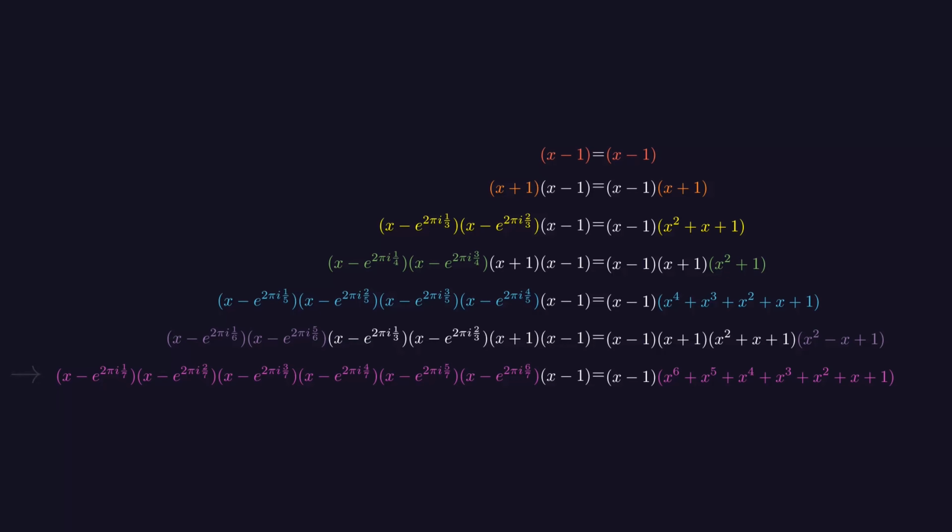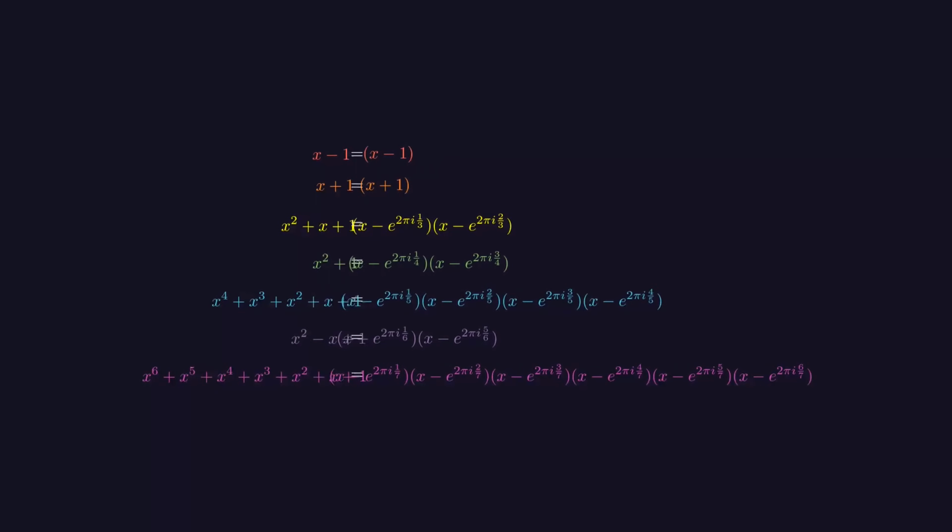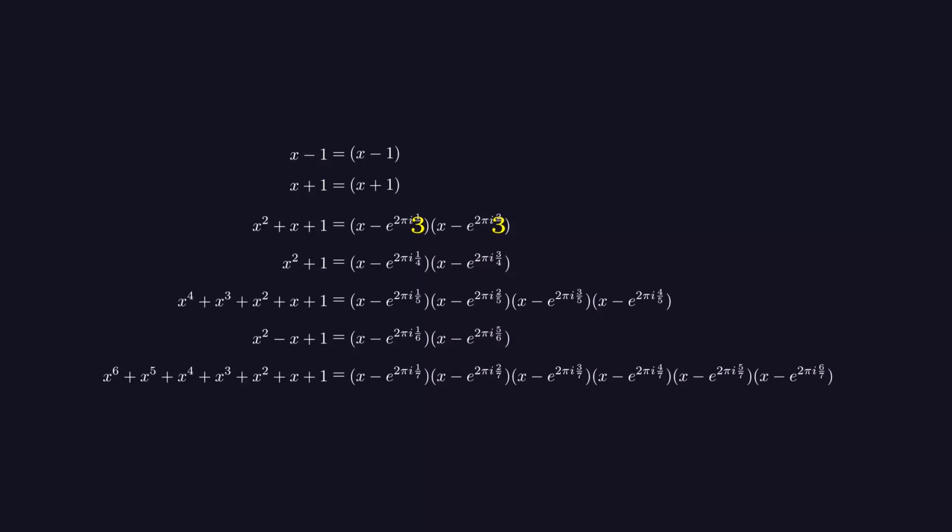As we do this, a pattern emerges. It seems that each of these cyclotomic polynomials factors into linear terms of the form x - e^(2πik/n). And what's more, it seems that each of these fractions k/n is fully reduced, even when n is composite. This pattern still holds for the cases where n equals 1 and n equals 2, since 1 is equal to e^(2πi·0/1), and -1 is e^(2πi·1/2).